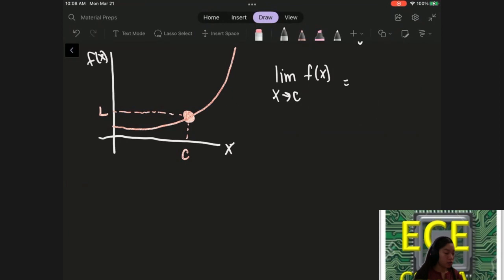Right off the bat, our C is right here. And so when we say the limit as x approaches C, we're saying going along this function as x approaches C, where does it converge or meet? In this case, it meets at L. So your limit here equals L.